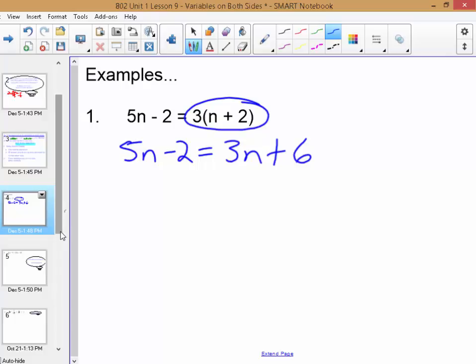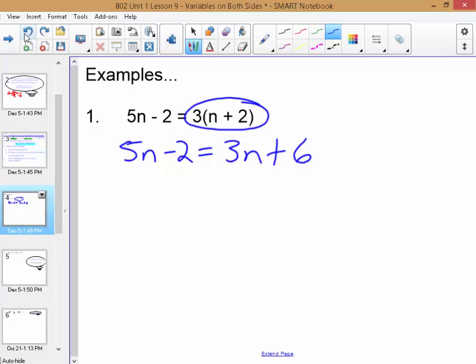And now we're in the situation that we've talked about. We have variables on both sides. We've got to get them on one side. So I asked myself, okay, how am I going to do that? And really, the nice thing about algebra still, remember, you have options. You can look at the 5n and say, I want to get rid of 5n over here. Or you can look at the 3n and say, I want to get rid of the 3n here.